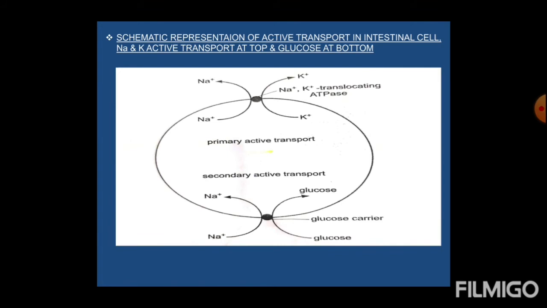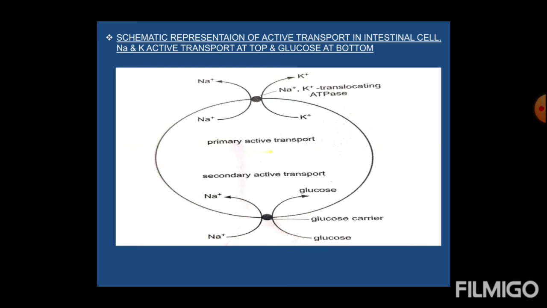Now you can see, children, this is the schematic representation of active transport in the intestinal cell. Sodium and potassium active transport is at the top and glucose at the bottom. Now see, primary active transport is being shown as sodium is being pumped out and potassium is being pumped in. So this is done with the help of ATP. Why with the help of ATP? Because here the ATPase enzyme is produced, and with the help of this enzyme, a gradient is maintained.